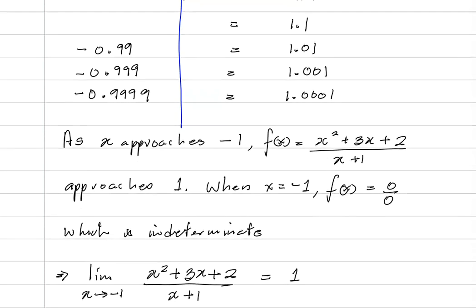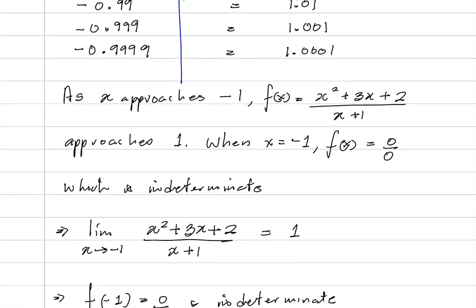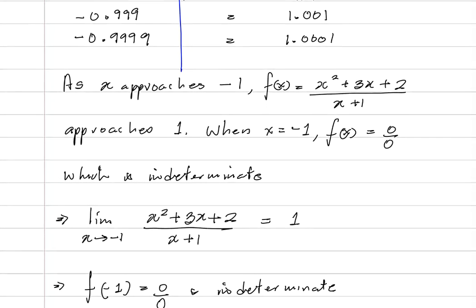But we already showed earlier that when x is equal to minus 1, f of x is equal to 0 over 0, which is indeterminate. So the limit of f of x does exist, because as x approaches minus 1, f of x approaches 1. And that's the very definition of a limit. It is the value a function approaches at a given value of x.